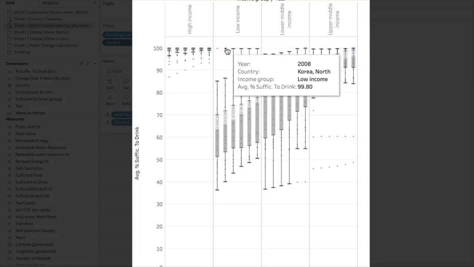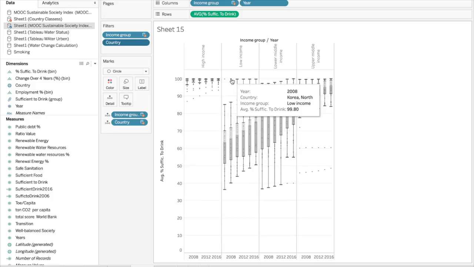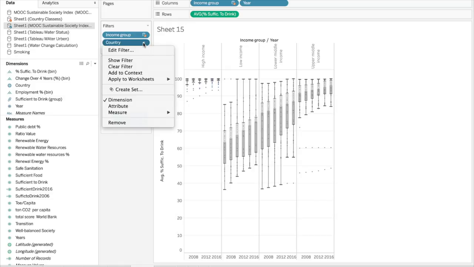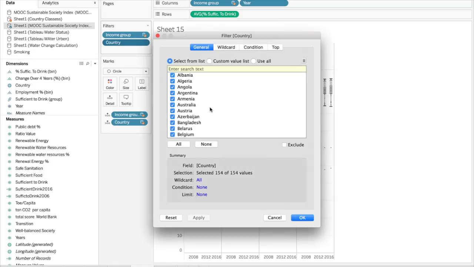And then low income, North Korea is a low income country that is reporting about 100% of its people having enough to drink, and that actually could be very likely a data collection issue, because North Korea is not always the most forthcoming with data. So we want to filter maybe North Korea out for the time being, maybe not forever.